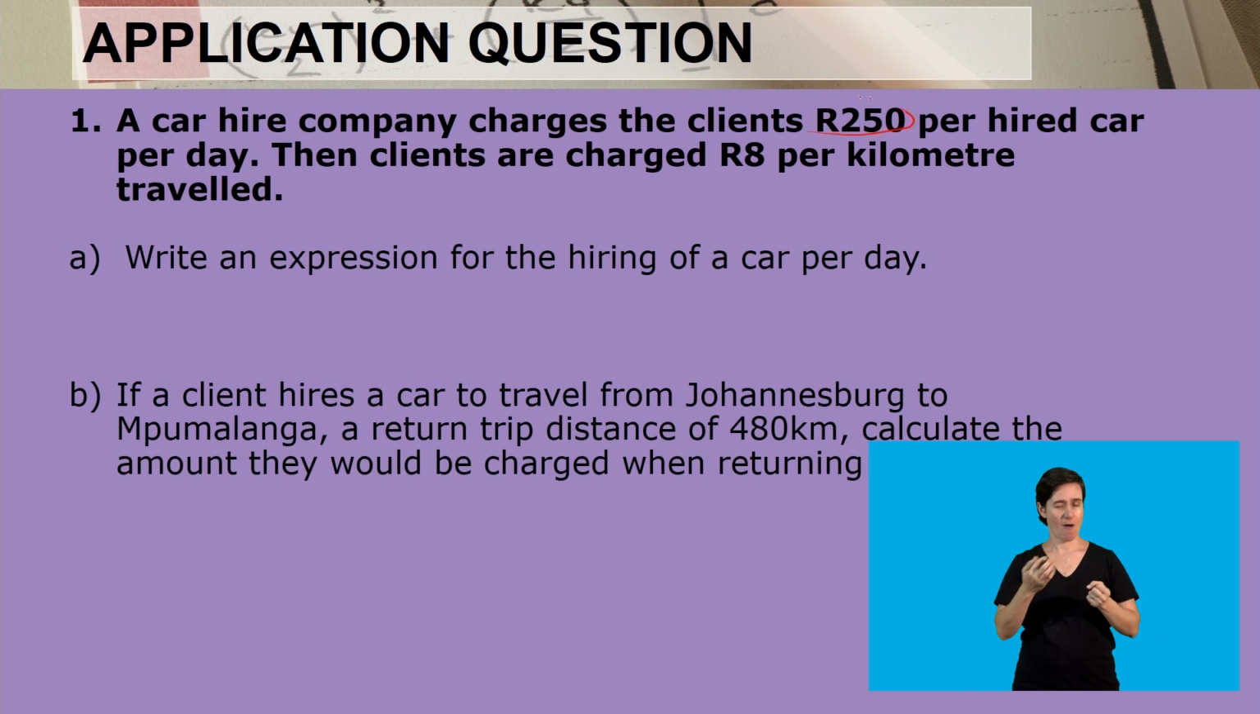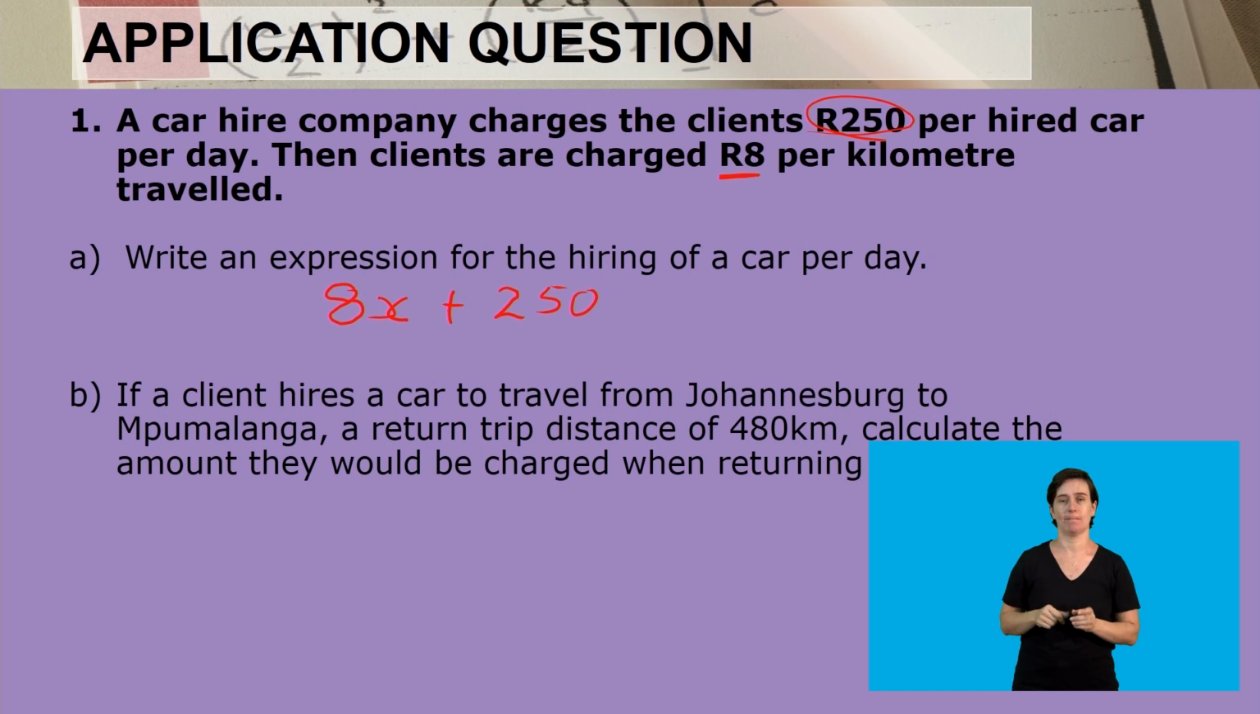We are told that there is 250 per day, which is a value that does not change. However, we are told that there is also 8 rand per kilometer, which means as you travel, that money is going to be increased based on the kilometers you are traveling. So to write that as an expression, let's take the value that changes first: that is 8 rand, and we put X as a variable to represent the kilometers that you're going to travel. And then we say plus 250 because that one is a value that does not change.